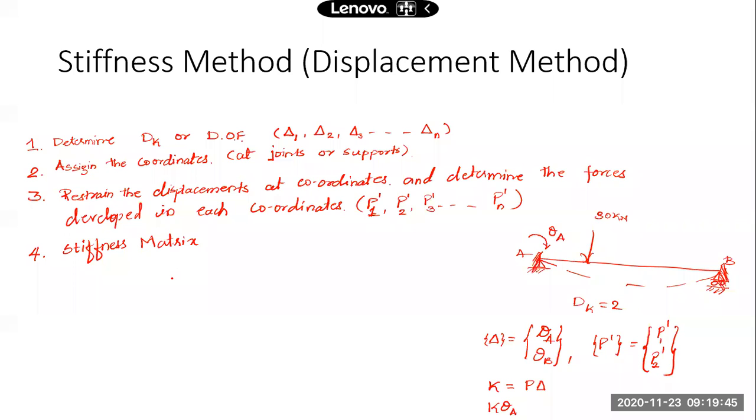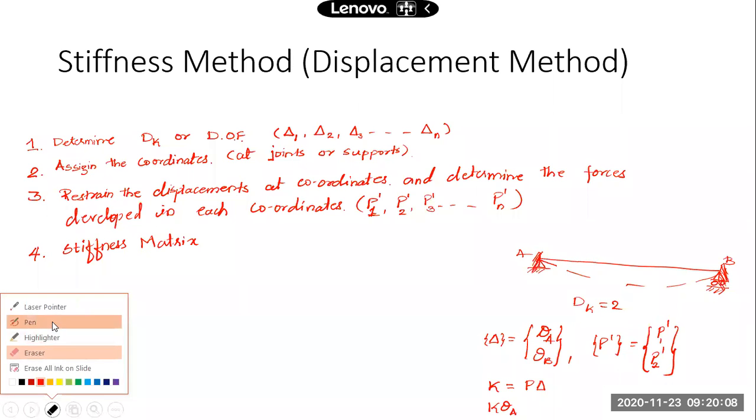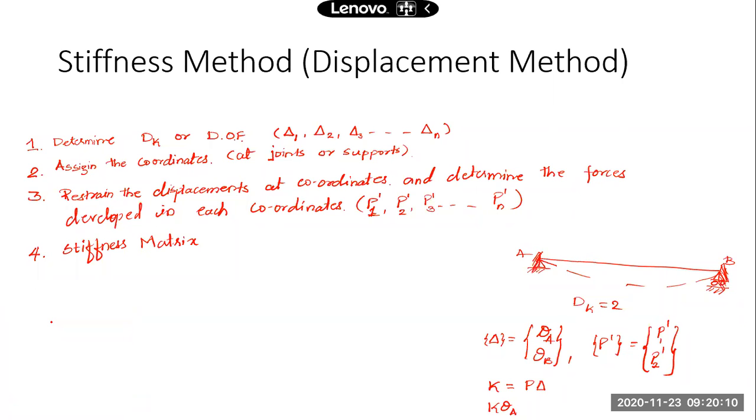Now, how do I develop that stiffness matrix? For that, we have to consider each of these coordinates one by one. Let me take out all these loads. I'll not take any applied loads over here. By definition, stiffness is force per unit displacement.